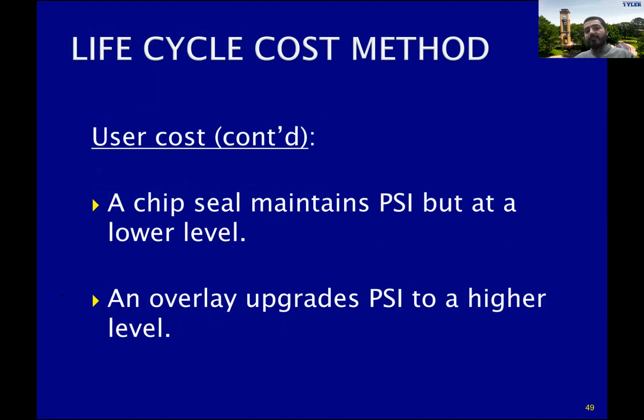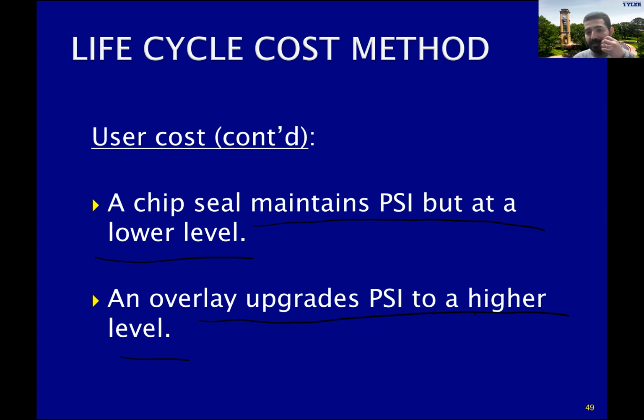A chip seal, for example, maintains a PSI or a PCI, but at a lower level. An overlay will actually upgrade the PCI to a higher level. So you may start, let's say after 5 years, now you have two options. You have a chip seal or an overlay. An overlay is going to have a higher cost, but it's going to pump up the PCI or the PSI to a much higher level, and therefore the user cost will also be much smaller.